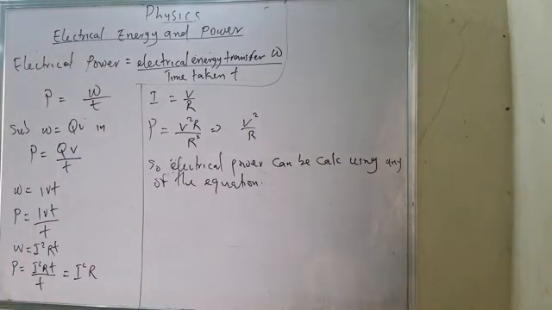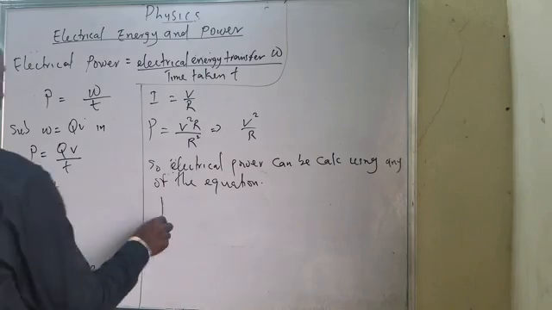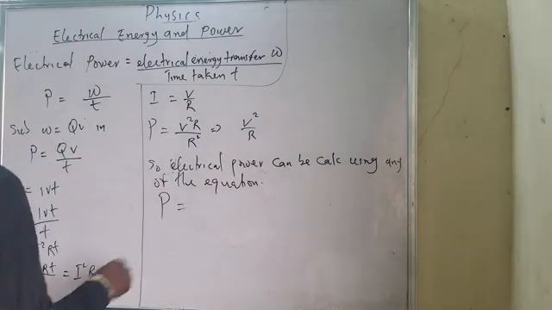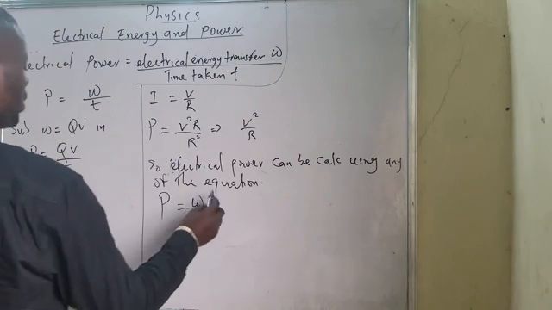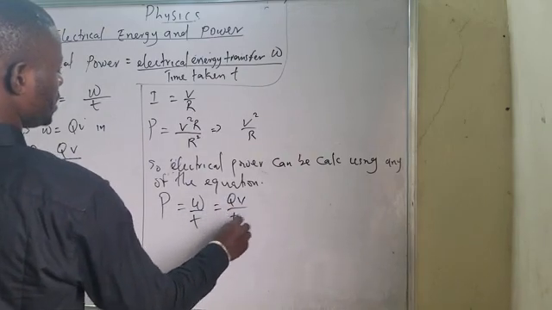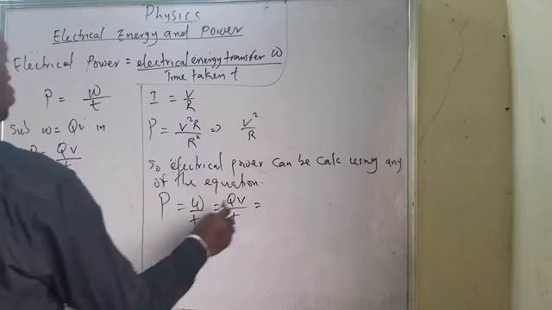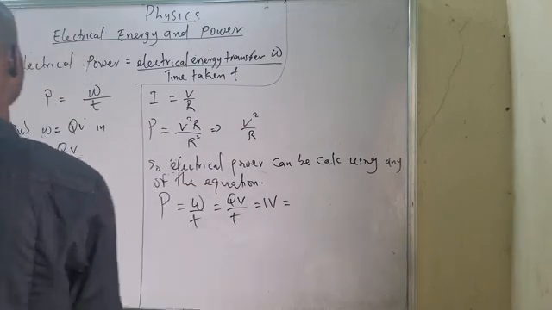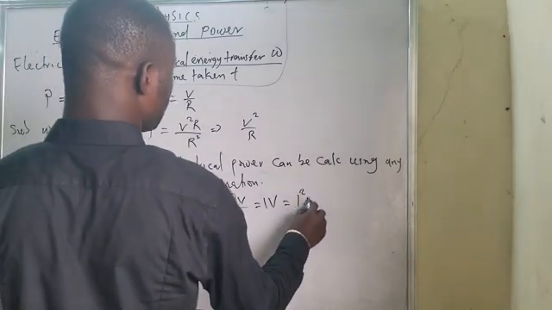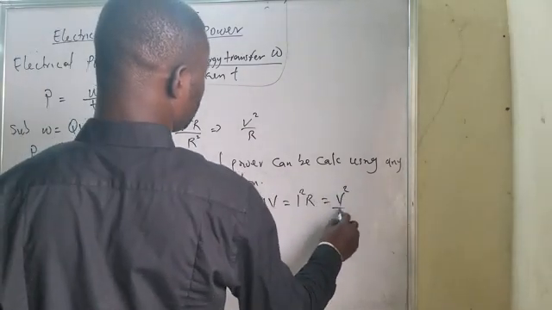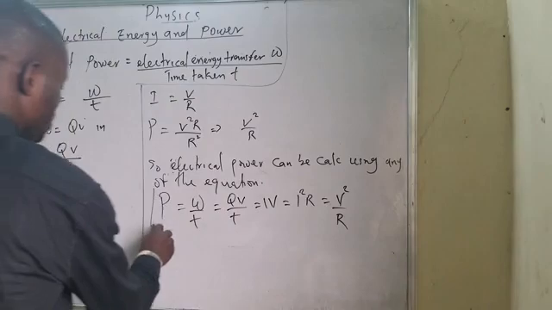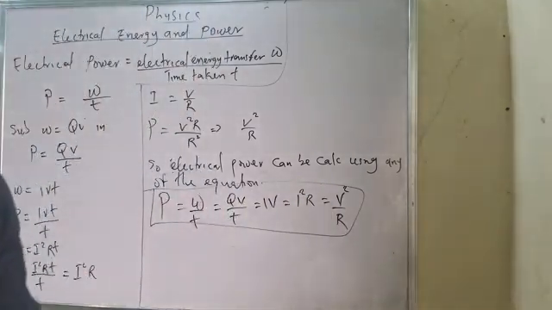Now, what else do I need to? Let me just let you know that it means my P can be equal to W over T, which can be equal to QV all over T, can also be equal to IV, can also be equal to I squared R, can also be equal to V squared over R. Any of this can be used for a problem.